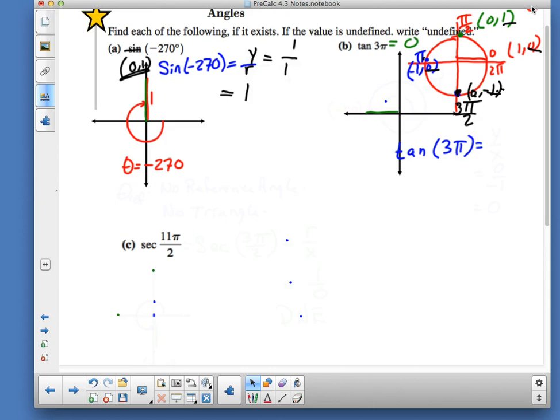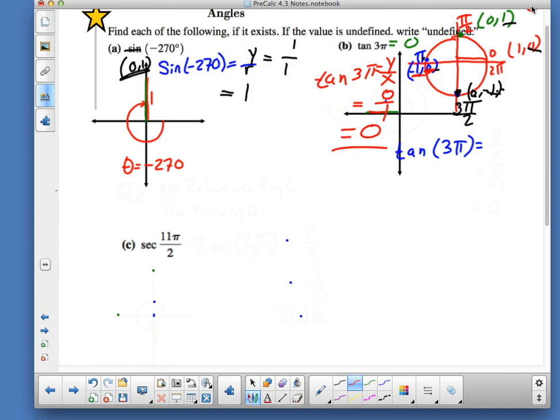Are you okay with what I'm doing? Because when we did tangent, it was sine over cosine, which was y over x yesterday. The tangent of 3 pi was y over x. Well, my y is 0 there, and my x is negative 1. So if I go 0 over negative 1, my answer is just 0. Now the tangent of 3 pi is the same as 180. So that's where it is. Are we okay with this so far? Cosine is my x value of my coordinates. Sine is my y value of my coordinates when I'm working with a unit circle whose radius is 1.